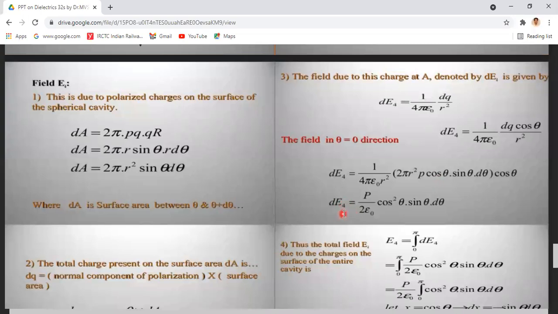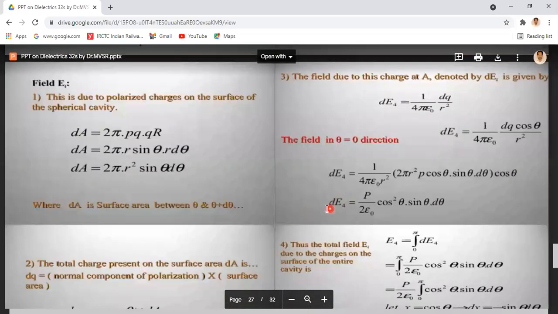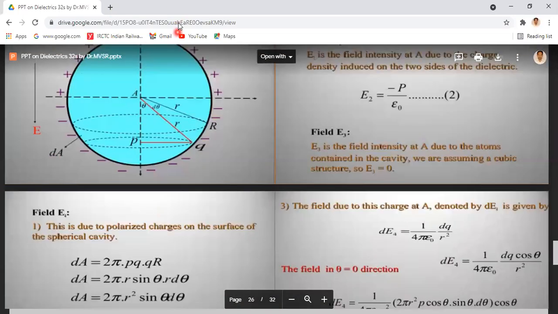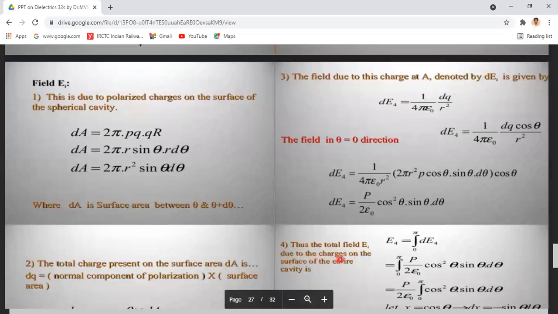So this is the value of dE4, the intensity of electric field dE4, that is due to charge dq on this small area element dA. dA అనే ఎలిమెంట్ అనే dA అనేటటువంటి ఏరియా మీద dq అనే ఛార్జ్ ఉంది. ఆ dq అనే ఛార్జ్ వల్ల వచ్చేటటువంటి ఇంటెన్సిటీ ఆఫ్ ఎలక్ట్రిక్ ఫీల్డ్ dE4 క్యాలిక్యులేట్ చేస్తాం. మరి ఇప్పుడు ఎంటైర్ స్పెరికల్ క్యావిటీ నుంచి ఎంత ఫీల్డ్ వస్తుంది అనేది కావాలంటే దీన్ని ఇంటిగ్రేట్ చేసుకుంటాం. సో dE4 ఇంటిగ్రేట్ చేసుకుంటాం. Thus the total field E4 due to the charges on the surface of the entire spherical cavity.